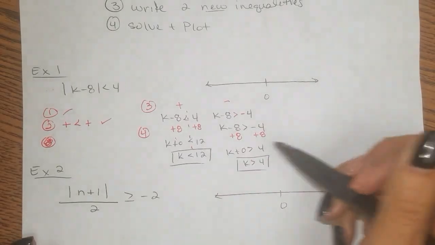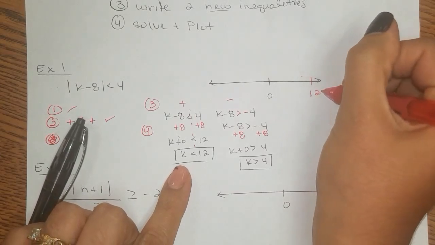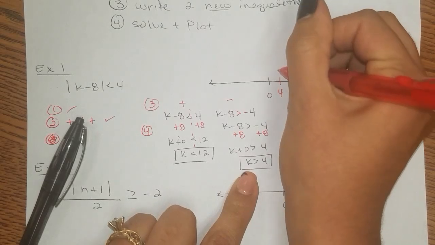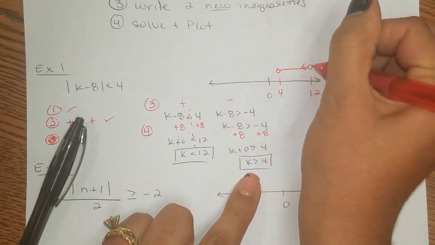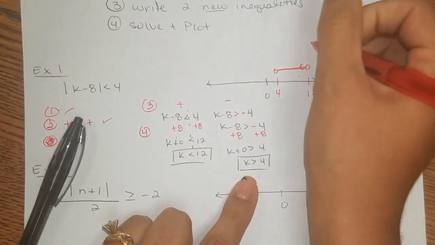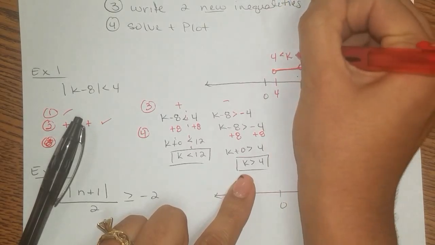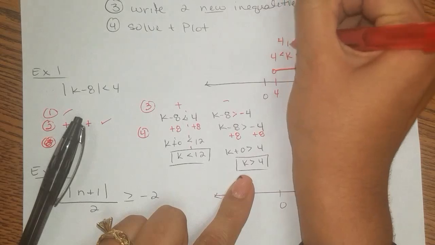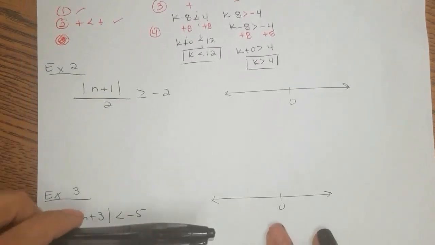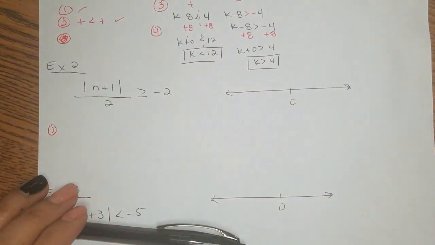Okay, so you have your two inequalities here and you can plot them. k is less than 12, so open circle, less than is to the left. k greater than 4, open circle, greater than is to the right. So there are your two inequalities. Remember, when the intervals connect, you can write it as an inequality with k in the middle, greater than 4 but less than 12, or in interval notation like this.